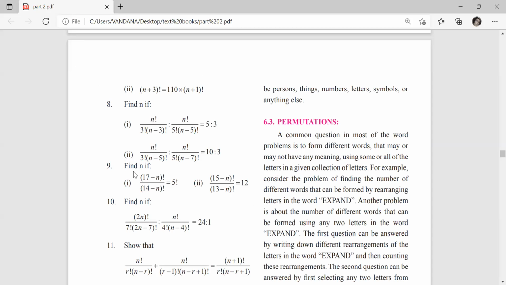Question 10. Find n if this is given to you. 2n factorial upon 7 factorial, 2n minus 7 factorial, n factorial upon 4 factorial, n minus 4 factorial.